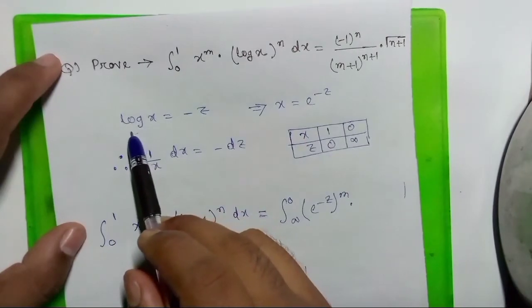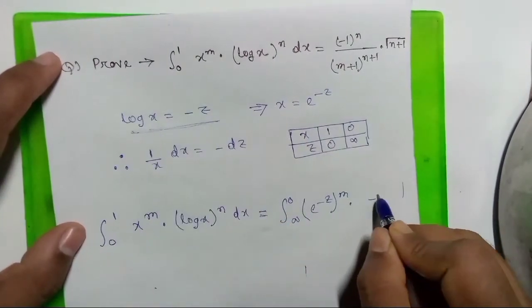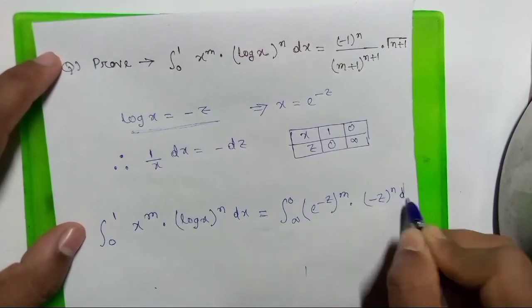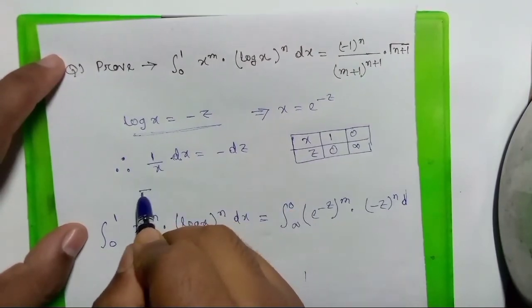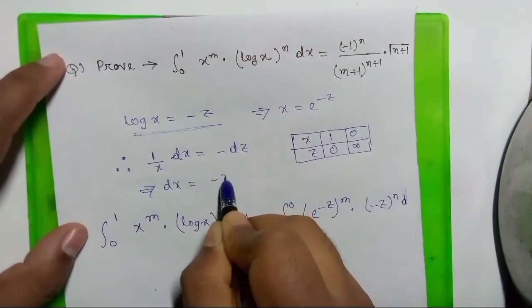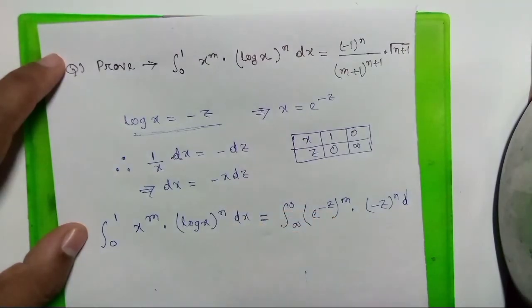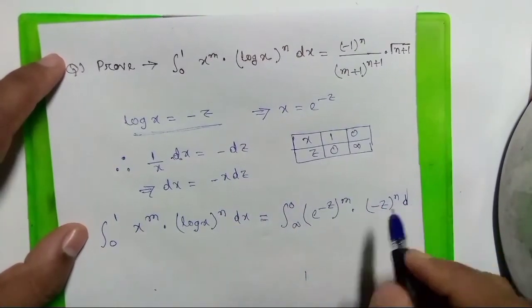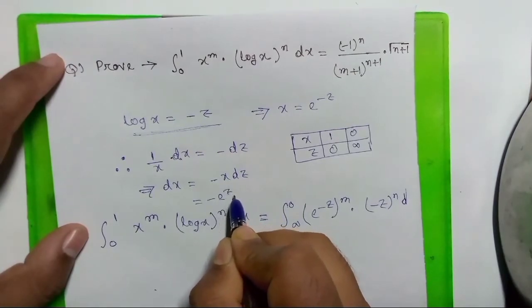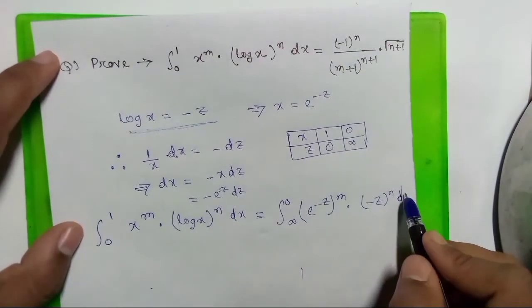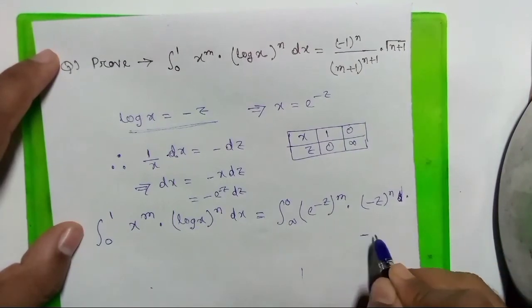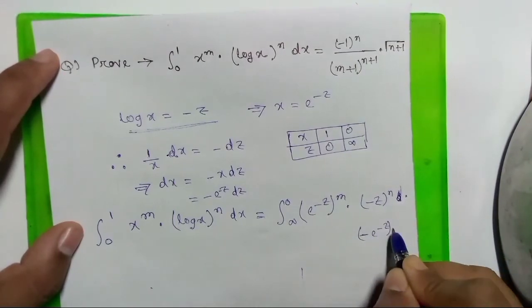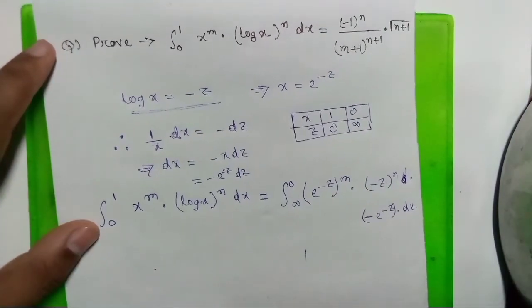Here log x is minus z, so (minus z) to the power n. And dx is here minus x dz. Okay, and x is e to the power minus z, so dx is minus e to the power minus z dz. So here we can write dx as minus e to the power minus z into dz.